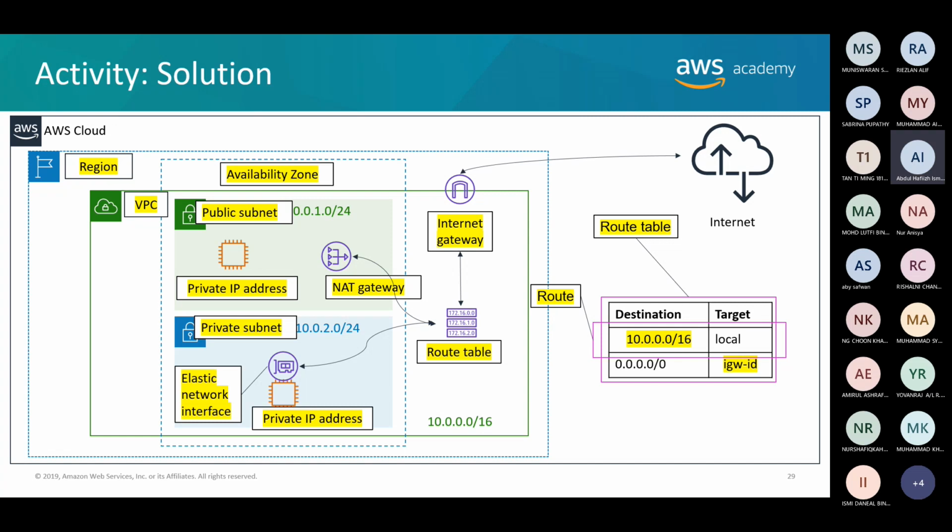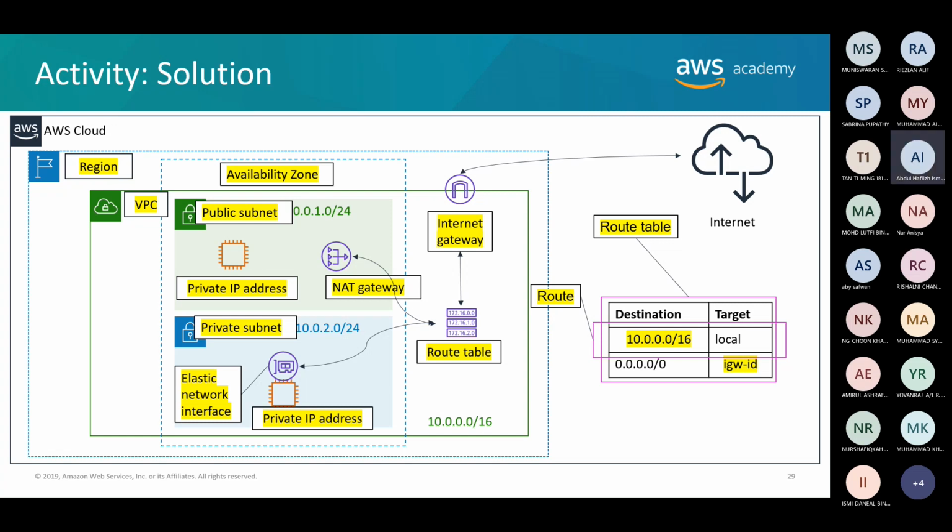Okay, contohnya ni VPC ni kita buat dalam region. Ni kotak region dia, and then setiap subnet tu dia boleh cross multiple availability zone, but dalam case ni dia letak satu availability zone. So yang ni ialah VPC dia. And then dalam satu VPC dia ada satu public subnet and satu private subnet.